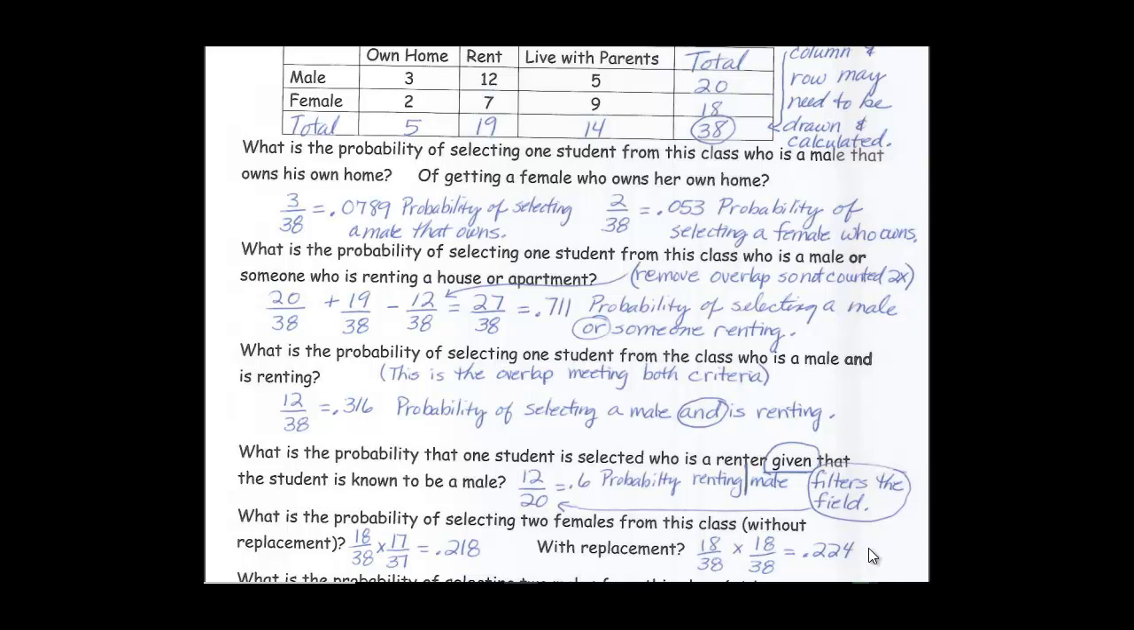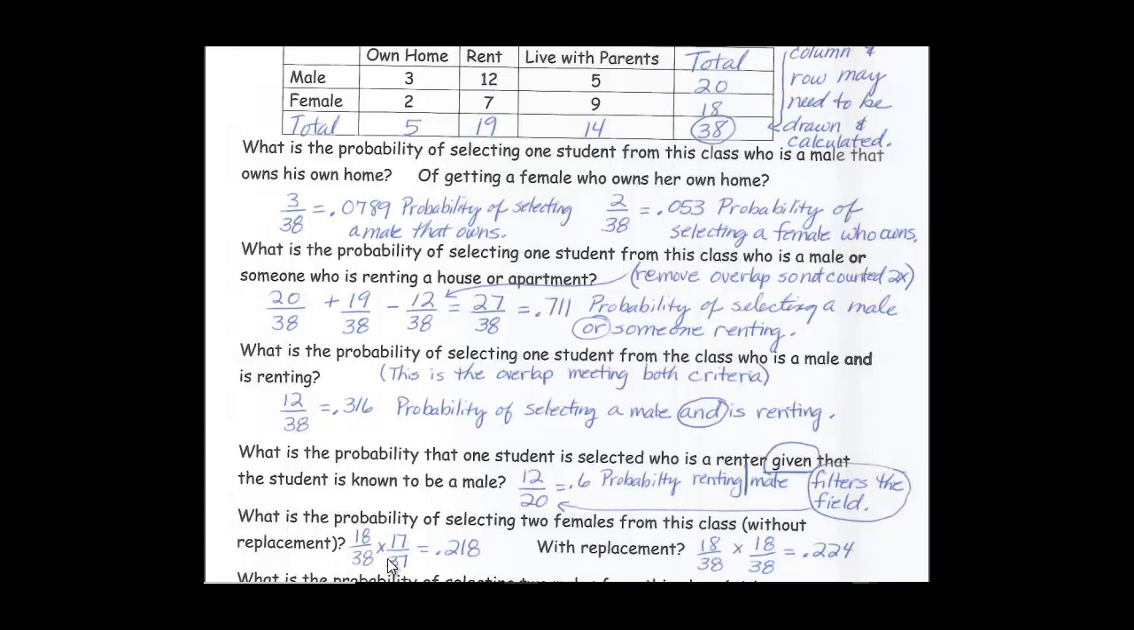Okay, what is the probability of selecting 2 females from this class without replacement? So this is kind of backing up to something we've done earlier. Without replacement, we're going to be looking at the multiplication probability rule. We have 18 females out of the total of 38, so once you've selected one, we have 1 less female and 1 less total, so the probability of getting a second female would be 17 out of 37. So we take the product of those 2 events.